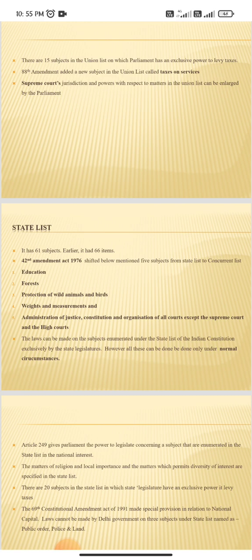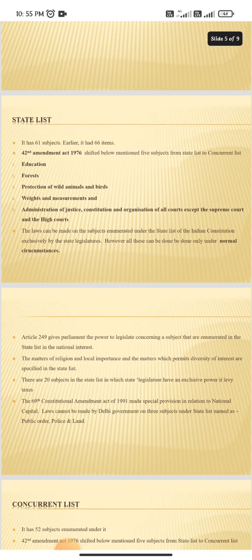Laws can be made on subjects enumerated under the State list of the Indian Constitution exclusively by the state legislature. However, this holds only under normal circumstances. Article 249 gives Parliament the power to legislate concerning a subject enumerated in the State list in the national interest. Matters of religion and local importance, and matters which permit diversity of interest, are specified in the State list. There are 20 subjects in the State list on which the state legislature has exclusive power to levy taxes.